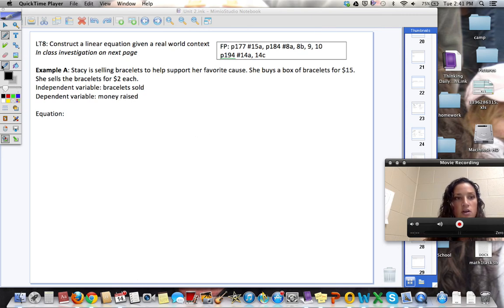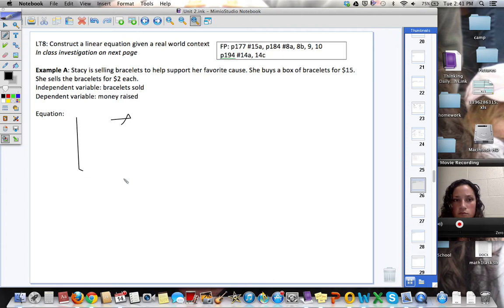Okay, so learning target 8, construct a linear equation given a real world context, which is what we were just practicing. So hopefully this is easy for us.